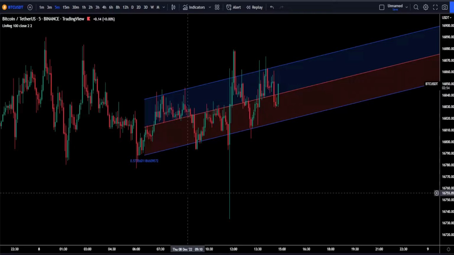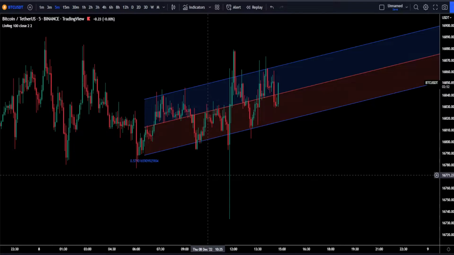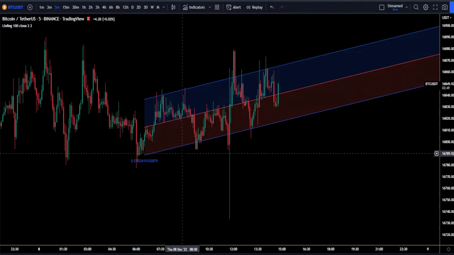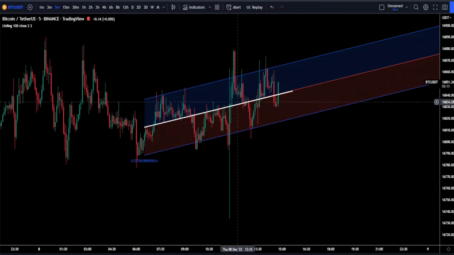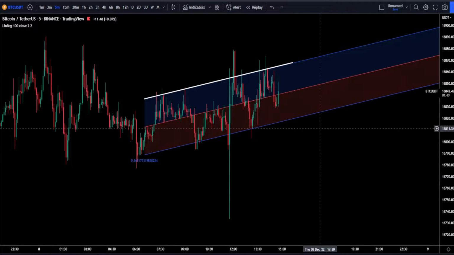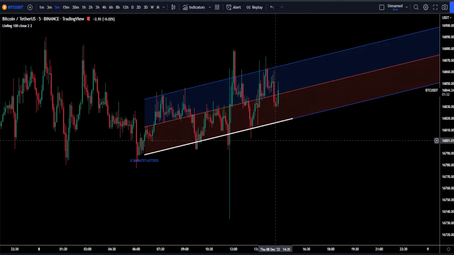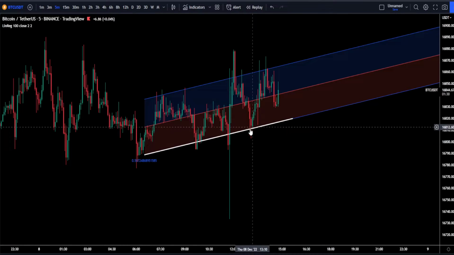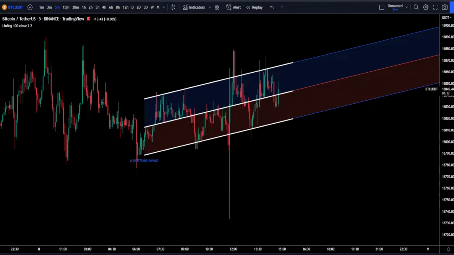A linear regression in its most basic form consists of three lines that form a channel. The middle line is called the linear regression line, the upper channel line is this line right here, and lastly our lower channel line is this line. So if you look at it in its most simple basic form, the linear regression line is actually just the average of the price action.